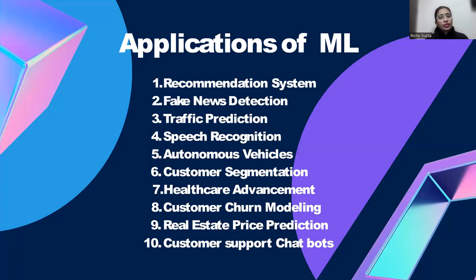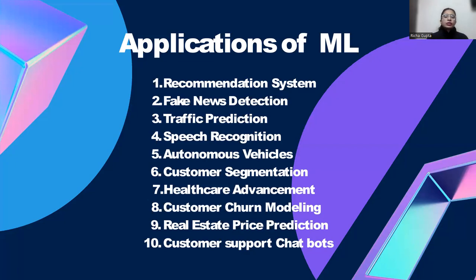So these are a few applications of machine learning, as you can see, and these are real world examples where we are using them. At most places nowadays, recommendation systems are being used. So, machine learning applications include the recommendation system, fake news detection, traffic prediction, speech recognition, healthcare, real estate prices, customer churn, customer prediction, and chatbots.